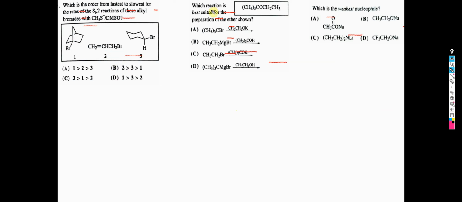So which reaction is best suited for preparation of the ether? So this ether is tertiary butyl ethyl ether. So let's look at reaction 1. If you start with reaction 1, you have tertiary butyl bromide and sodium or potassium ethoxide. So same as sodium ethoxide, except the counter cation is different.